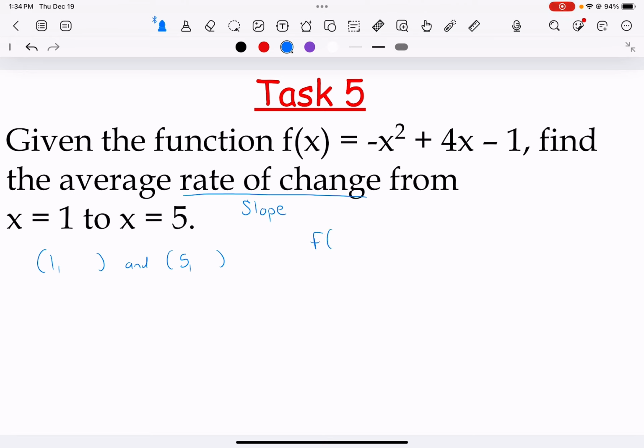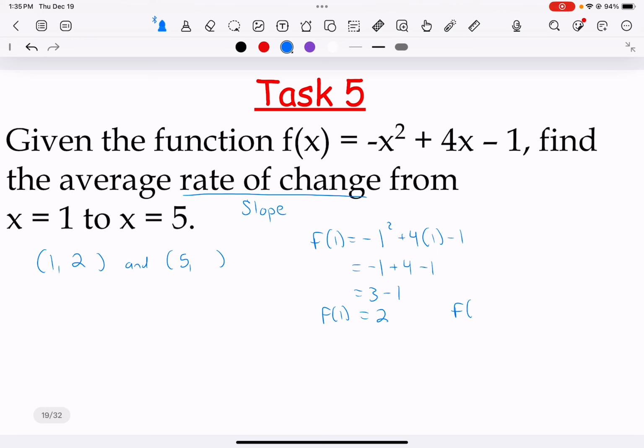So I'm going to find f of 1, which is equal to negative 1 squared plus 4 times 1 minus 1. Based on my order of operations, I do the exponent first. So 1 squared is 1, and then the negative just comes along. Then 4 times 1 is 4 minus 1. Negative 1 plus 4 is 3. 3 minus 1 is 2. So f of 1 is equal to 2. So I have 1 point, which is (1, 2).